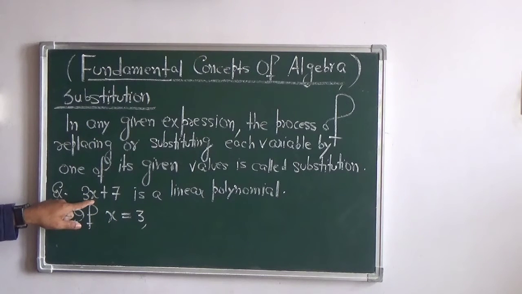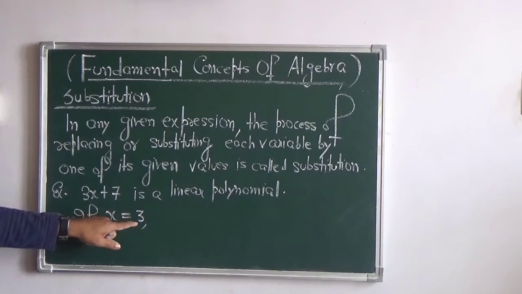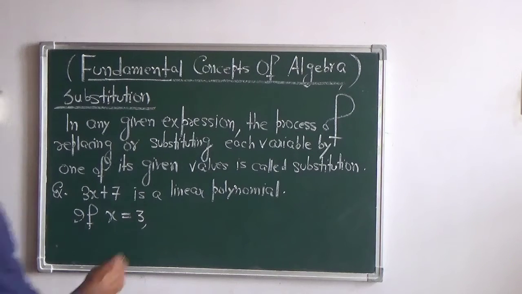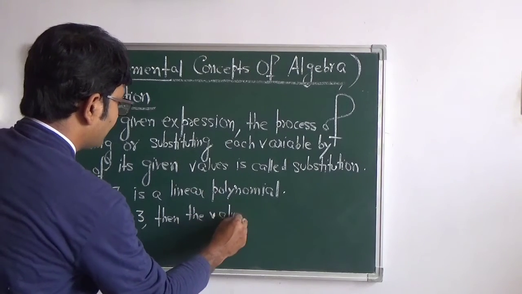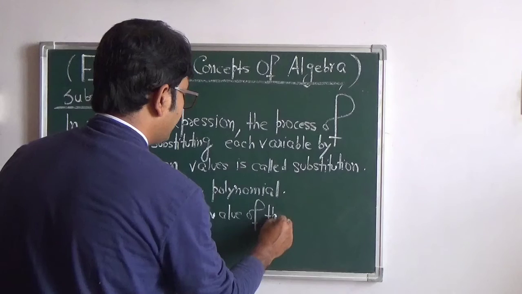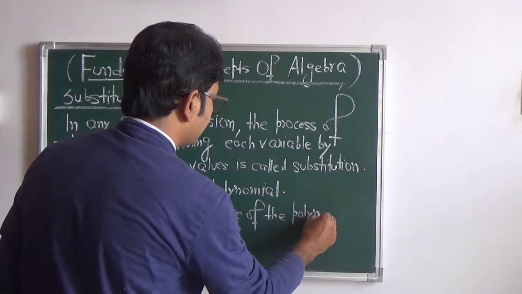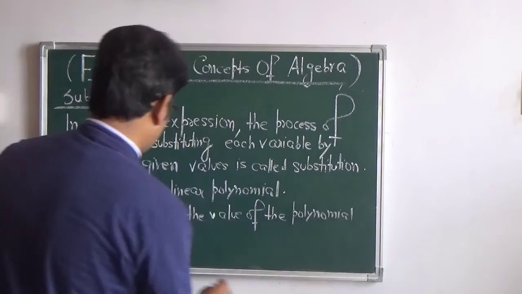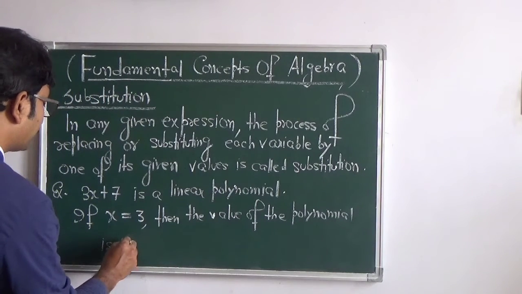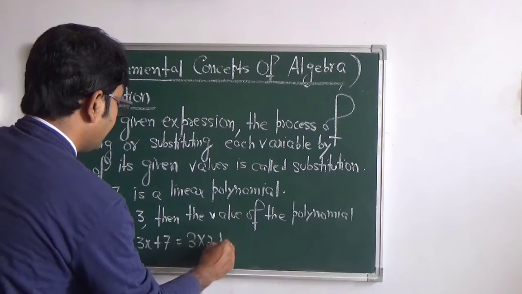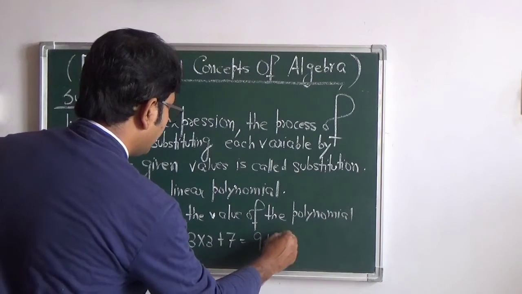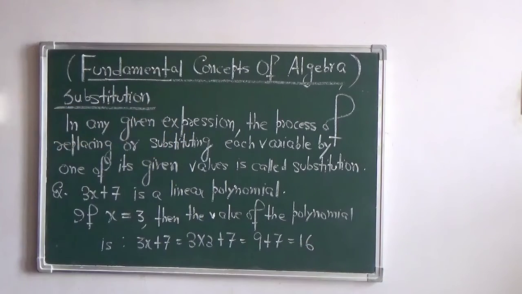That means replacing or substituting the value of x, that is x equals 3, and we get a particular value of the polynomial. How much is it? 3x plus 7 will be 3 multiplied by 3 plus 7, that is 9 plus 7, and that is 16. So the value of the polynomial is 16. So this is called substitution.